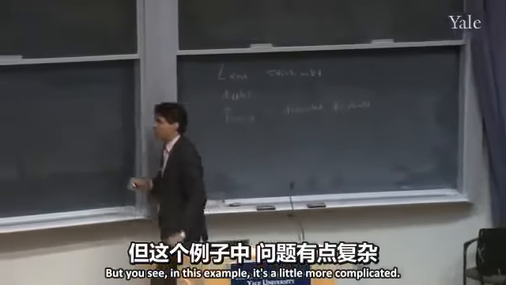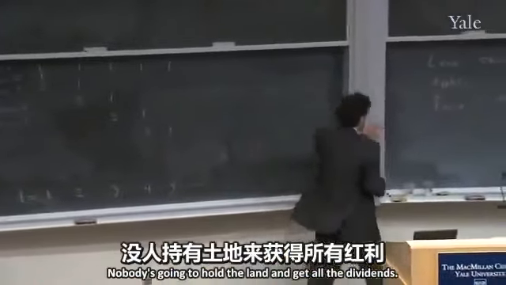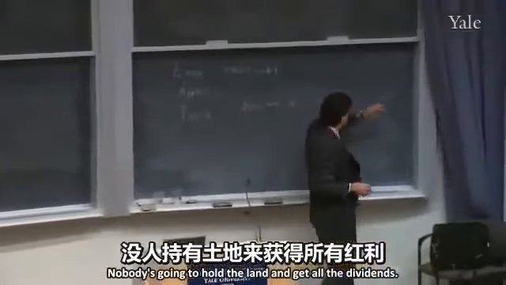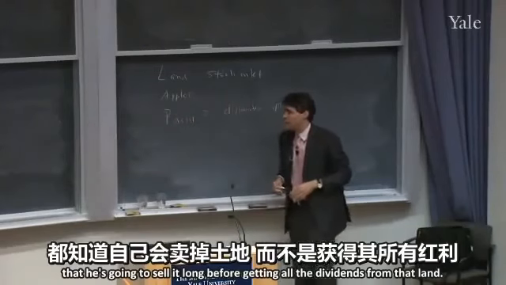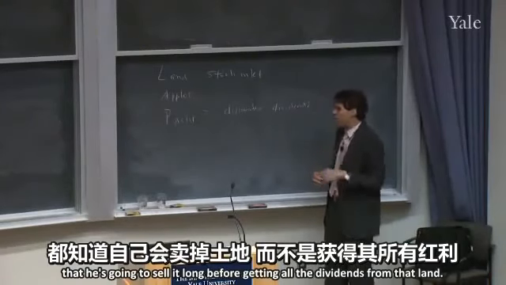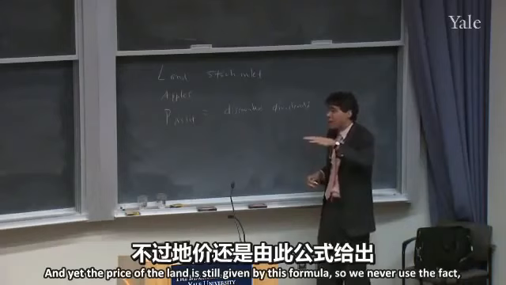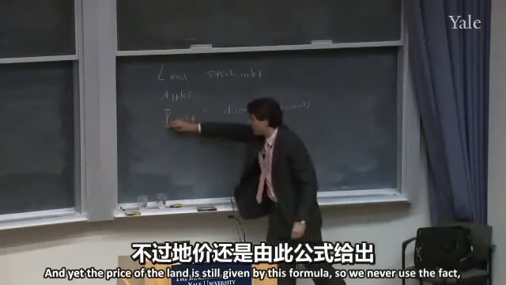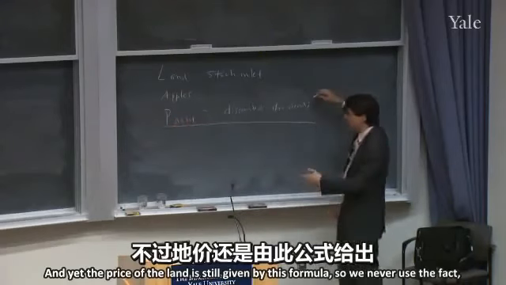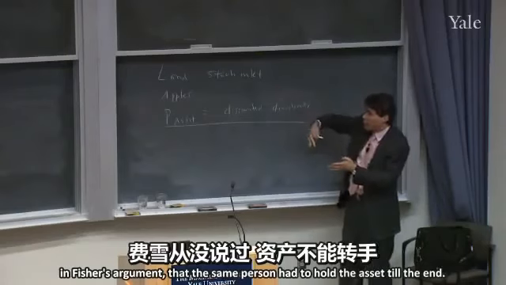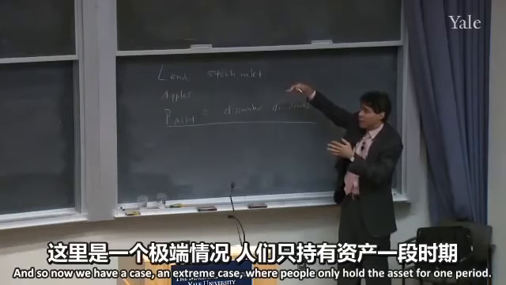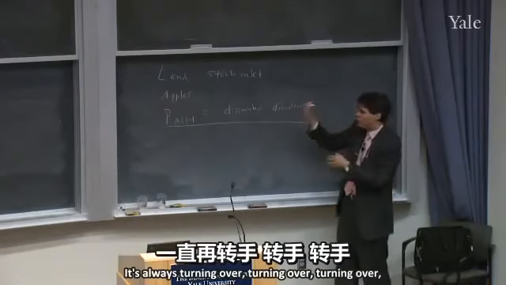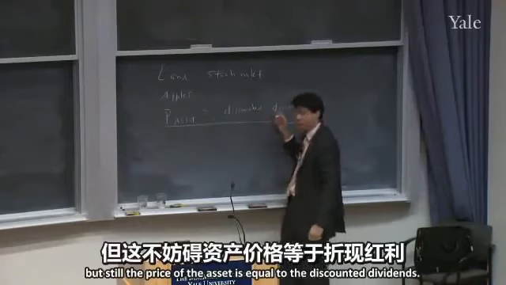But you see, in this example, it's a little more complicated. Nobody's going to hold the land and get all the dividends. Each person who buys the land knows that he's going to sell it long before getting all the dividends from the land. And yet, the price of the land is still given by this formula. So we never used the fact in Fisher's argument that the same person had to hold the asset till the end. And so now we have an extreme case where people only hold the asset for 1 period. It's always turning over, but still the price of the asset is equal to the discounted dividends.